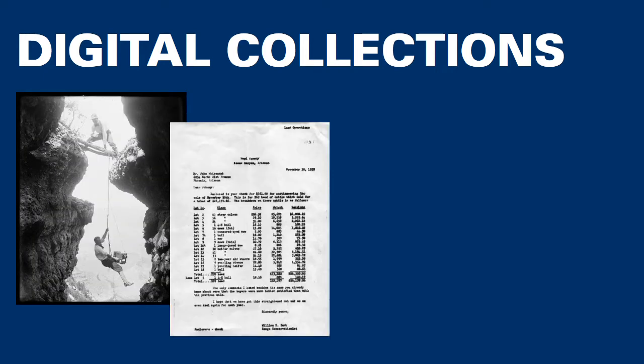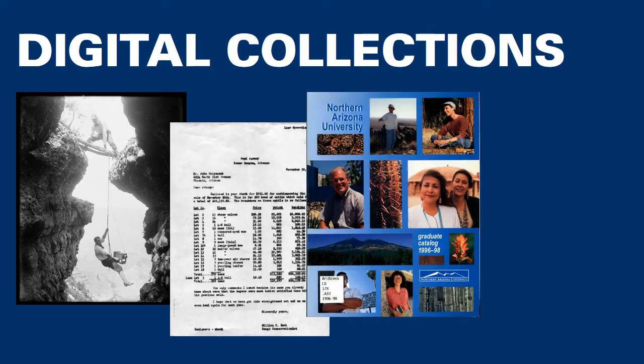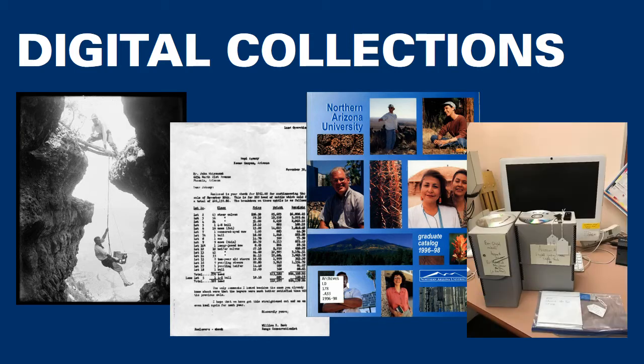You can use digital collections to find digital copies of photographs, letters, diaries and journals, business records, historic documents, maps, oral histories, sound recordings, and films.